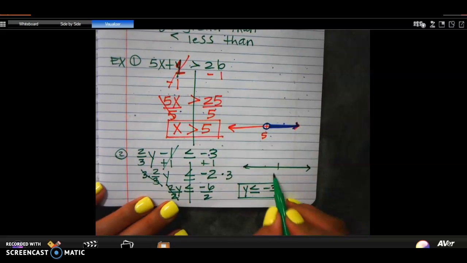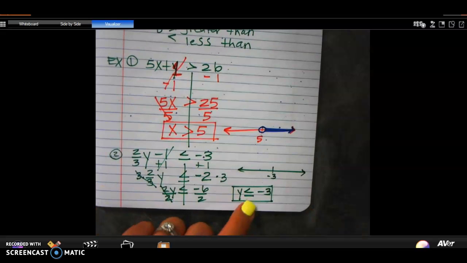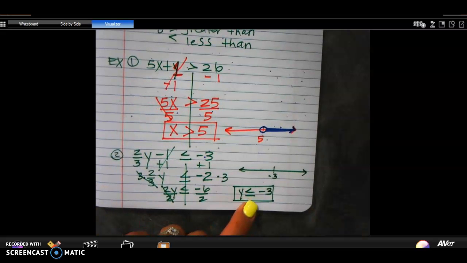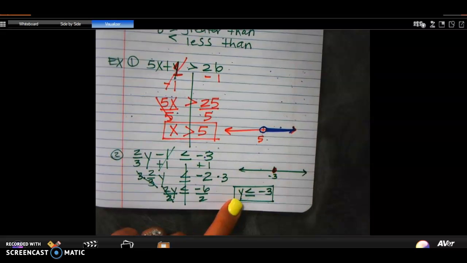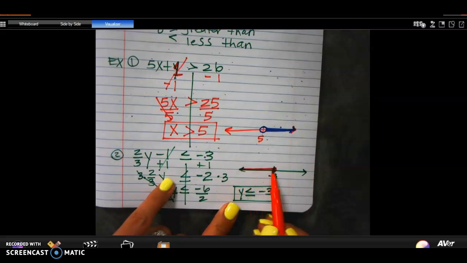Okay, this time -3, my symbol has a line underneath it. So I'm going to have a solid closed circle at -3. And then this tells me that my numbers have to be less than -3, right? So numbers less than -3 are to the left. Less than is always to the left.